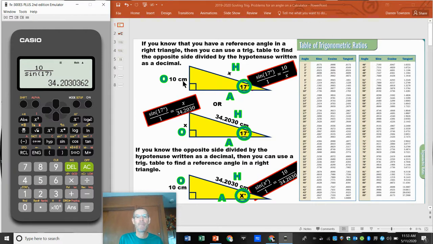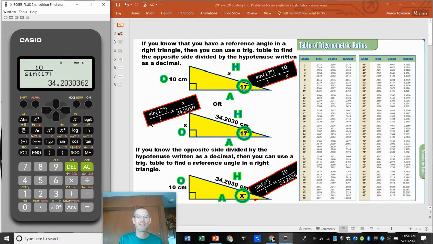So the opposite 10 over the hypotenuse, 34.2030, comes out to this decimal, which that decimal only matches up with the sine of 17. So now when I go to my second example right here, it's the same problem, but the opposite is where the variable is, and the hypotenuse is the side that I know. It's still a 17-degree angle.